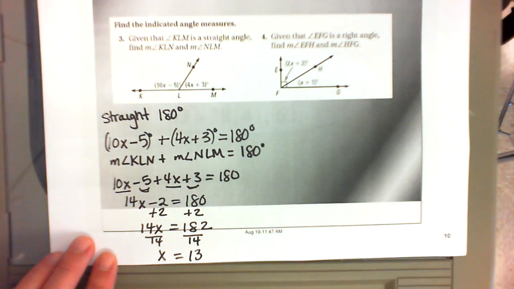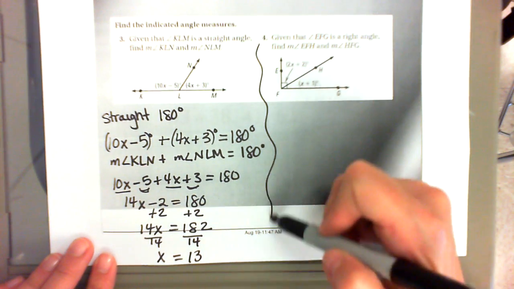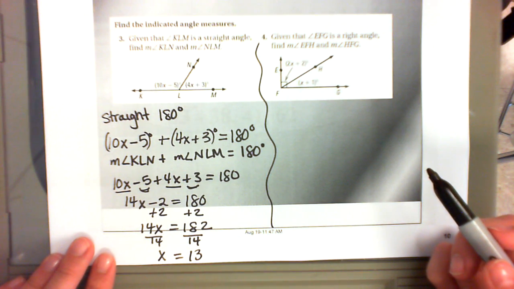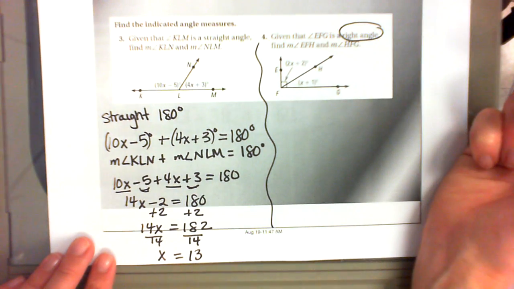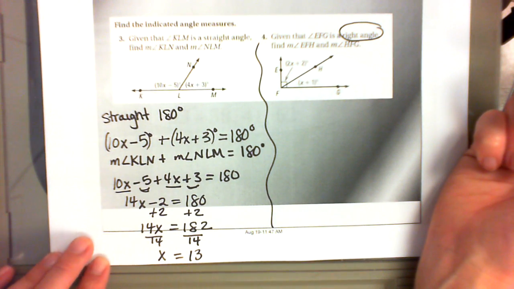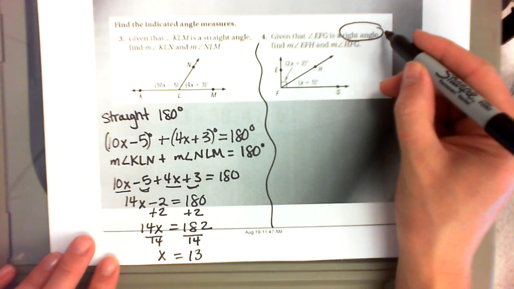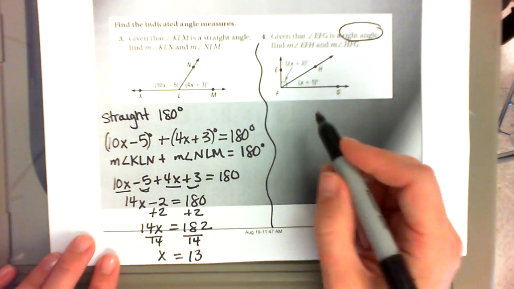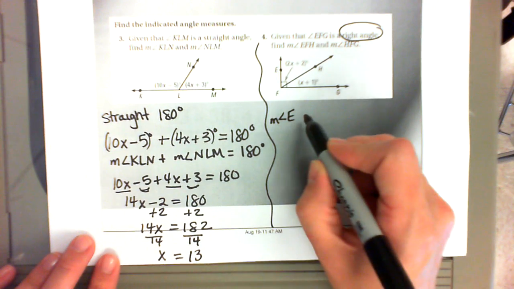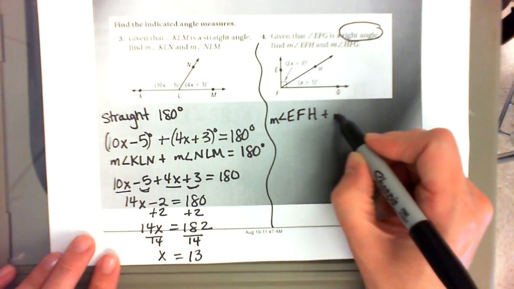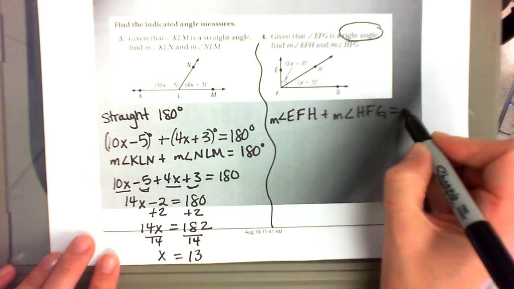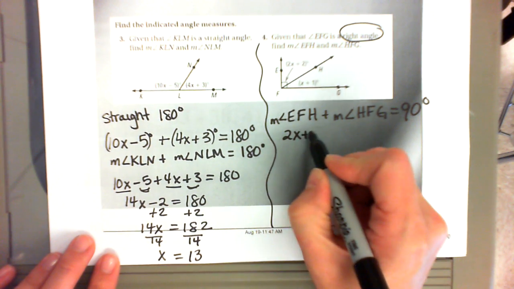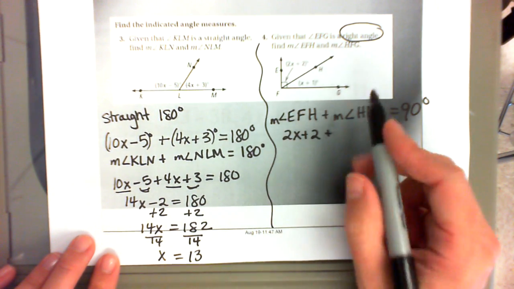Okay, number 4. Given that angle EFG is a right angle, find the measure of angle EFH and measure of angle HFG. This time, right angle. What does right angle mean? It means a right angle is 90 degrees. So I'm going to say these two angles make, here's my symbol for right angle, angle E, the measure of angle EFH plus the measure of angle HFG equals 90 degrees. EFH is represented by 2x plus 2. HFG is represented by x plus 1.